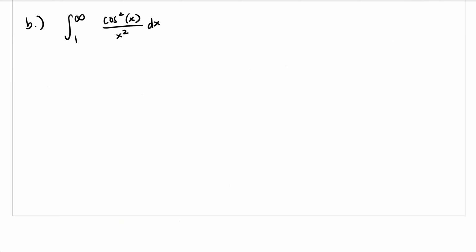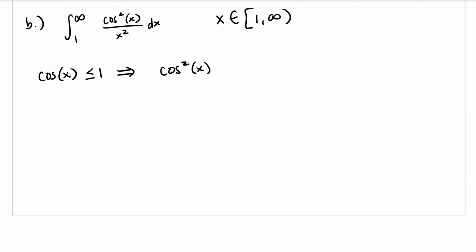For part B, we have the integral from 1 to infinity of cosine squared x over x squared dx. And in this question, we are once again going to use the direct comparison test for integrals. So here our x value is on the interval from 1 to infinity. And I know that cosine of x is less than or equal to 1. If I were to square both sides, I know that cosine squared x has to be less than or equal to 1 as well.